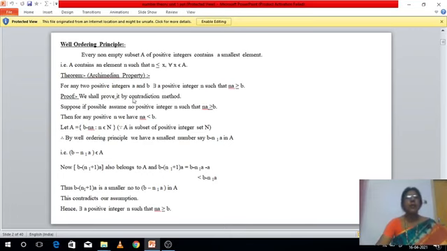We are going to prove it by the contradiction method. I think all of you know what contradiction is. Contradiction means you assume a statement which is quite opposite of the given one. Here we are given that there is n such that na is greater than or equal to b. By contradiction, we assume there exists no positive integer n such that na is greater than or equal to b. That means for every positive integer n, na is less than b.